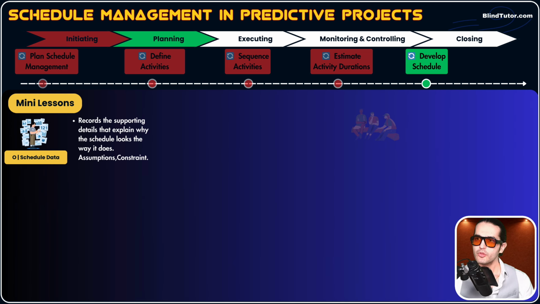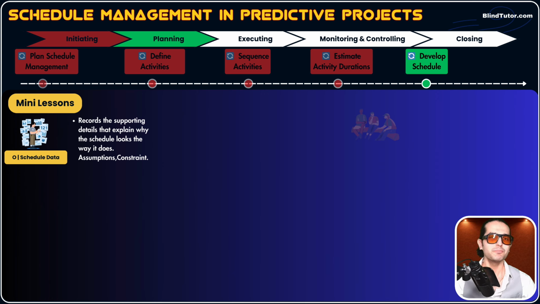What's schedule data? Those supporting and extra details about the schedule of each activity. What are those extra details? For example, assumptions, constraints, contingency buffer. These are all extra details, okay? By the way, schedule data could be a separate document, a document called schedule data, or remember activity attributes, which included extra details about activities. Schedule data could be part of that activity attributes.